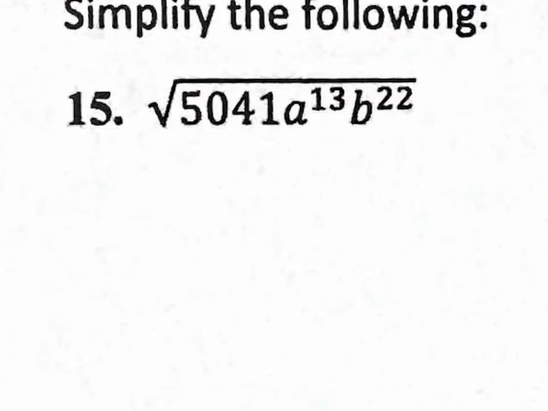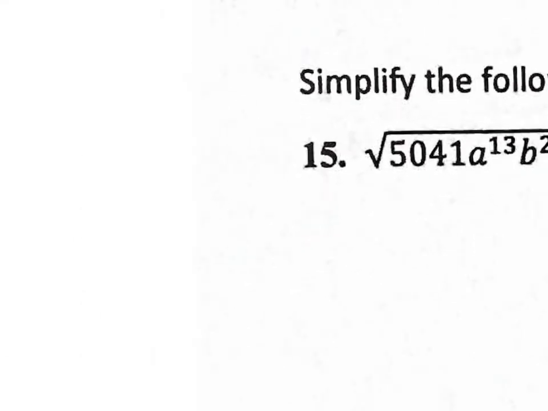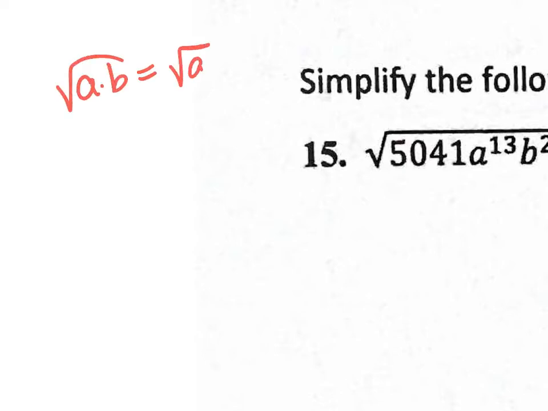So number 15, we're going to simplify this radical. And we need to go back to the basic rule of radicals. The square root of a times b could be broken up to the square root of a times the square root of b. So we need to remember that.